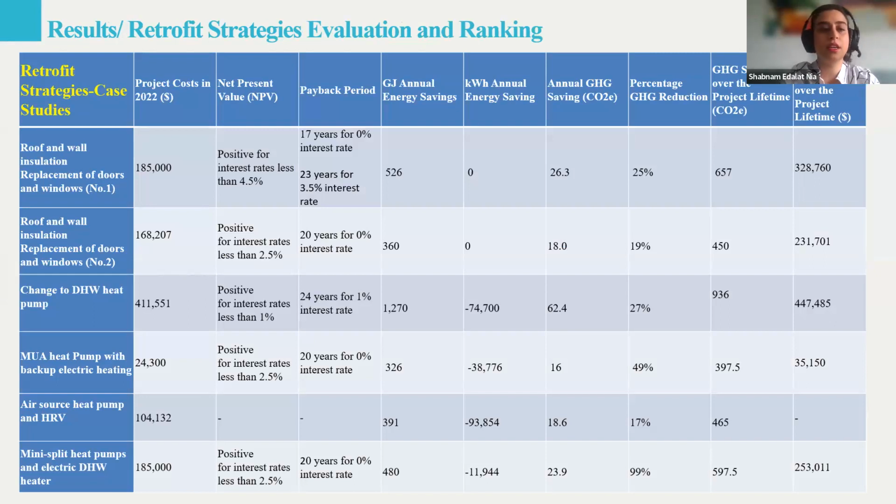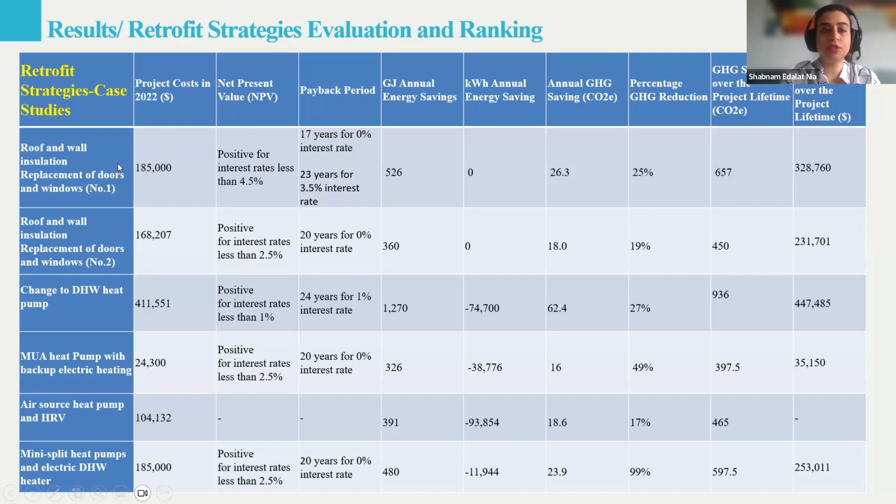evaluating the costs and benefits of different retrofit scenarios or case studies. We have 5 different retrofit scenarios. The first one is insulation, the roof and wall insulation and replacement of doors and windows. The other one is electrification, including installation of the domestic hot water heat pump, MUA heat pump, HRV heat pump, and the last retrofit scenario is fuel switching and installation of mini split heat pumps and electric domestic hot water.